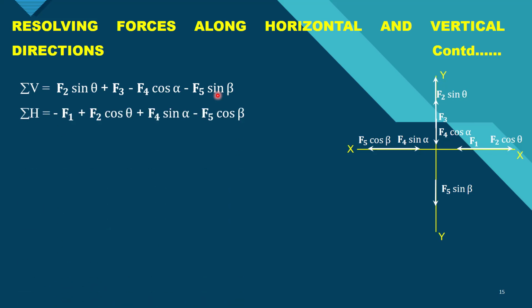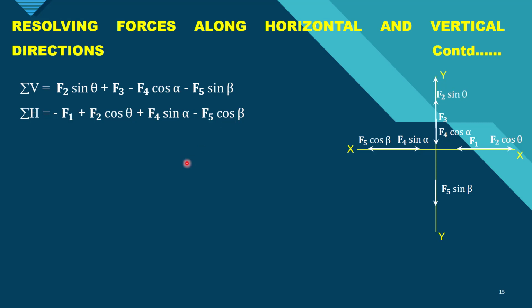Similarly, you can find out sigma H. What is sigma H? The algebraic sum of all the horizontal components, right? Here F1 is acting towards left, so I have given a negative sign. F2 cos theta is acting towards right, so it is given a positive sign. F4 sin alpha is again acting towards right, so it is taken as positive. F5 cos beta is acting towards left, therefore it is given a negative sign. So sigma H will be minus F1 plus F2 cos theta plus F4 sin alpha minus F5 cos beta.